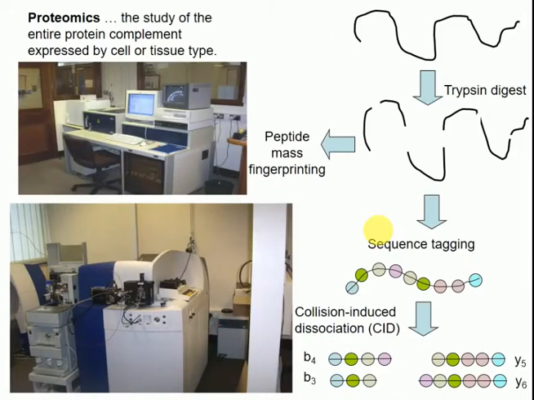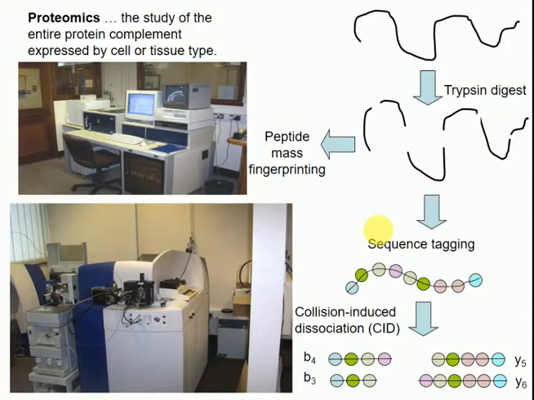So if in proteomics we want to study the entire protein complement, what we want to do is identify what those proteins are. And so this just shows the workflow. You start off with your protein, and then you digest it into peptides, usually with trypsin. And so you've got these peptides that are a suitable size to be able to analyse by mass spectrometry.